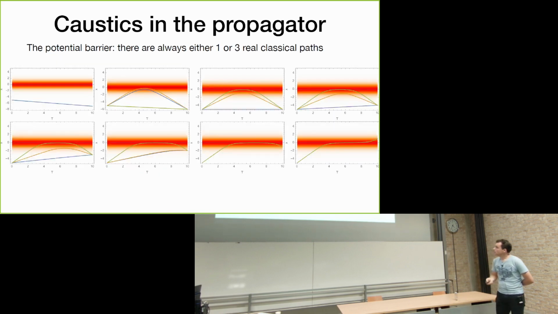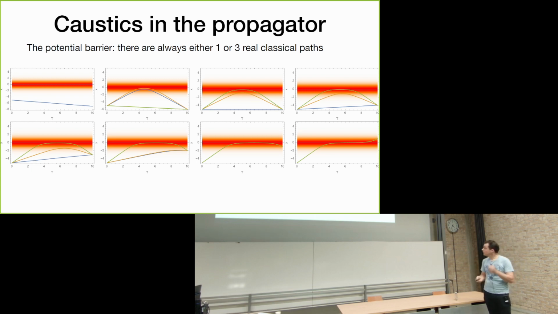You can also do it for the barrier. And then you find that you either have a single solution or you have 3 real solutions. So let's say that you fix the initial position and you let the final position move. First you have only a single solution, then you see that 2 solutions emerge, and then you see that they disappear again here, and you are remaining with a single solution which rolls over the barrier.